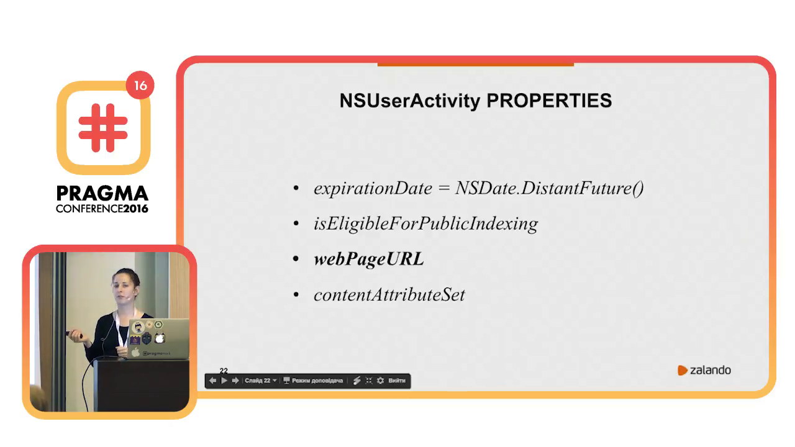And then we also have the content attribute set. It's also a very useful thing. It's responsible for visualization, but it's also possible to have some actions inside the Spotlight result, like call, go into map, or something like that. Please take a look at this attribute set. It has a lot of attributes.